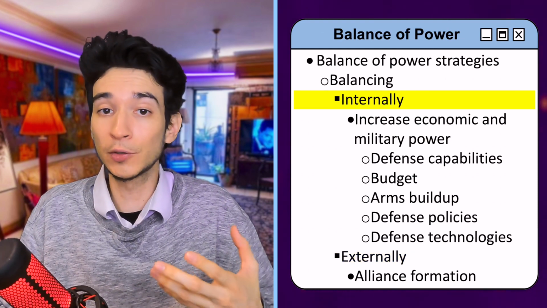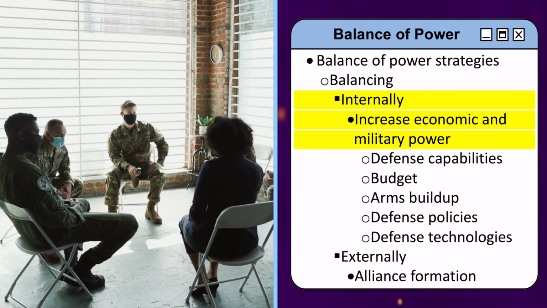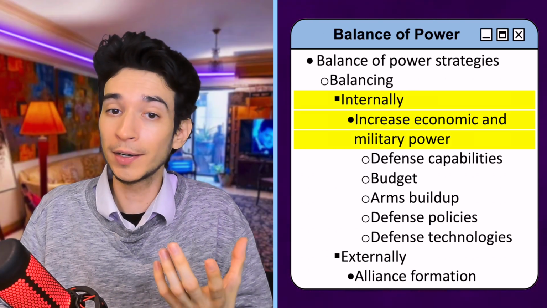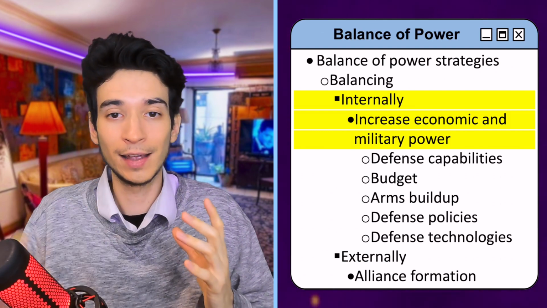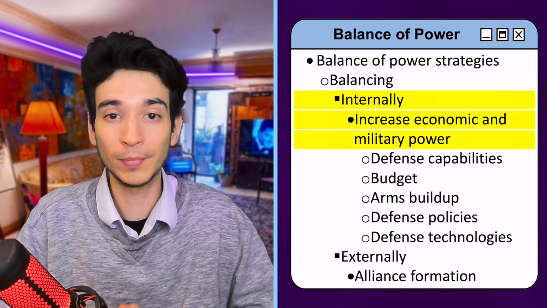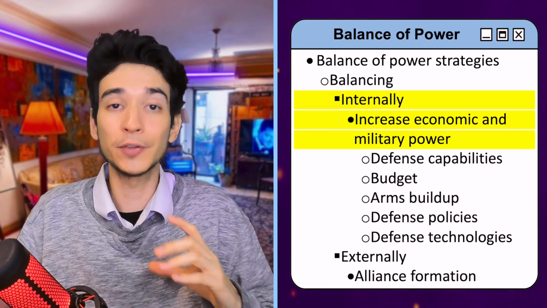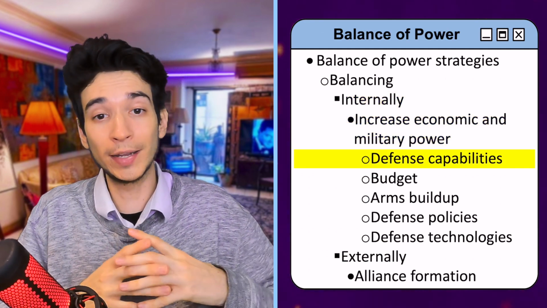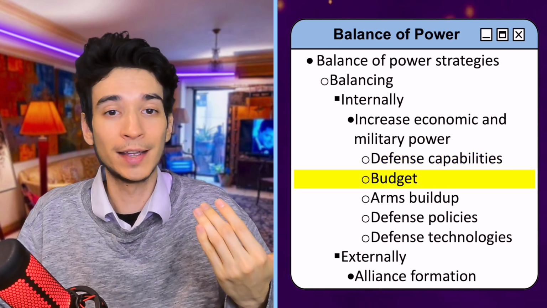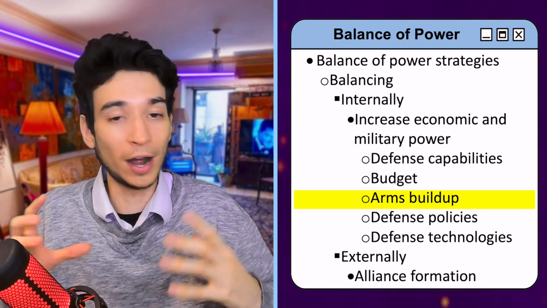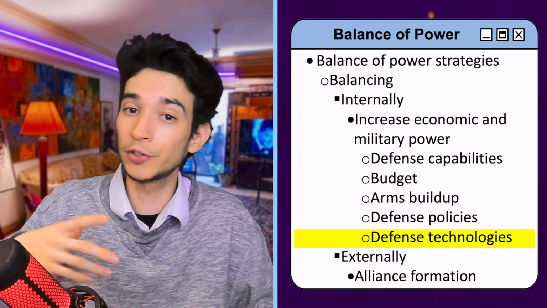And internally, this is when a country increases its own economic resources and military power. So this is done in order to be able to rely on your internal capabilities in response to a potential hegemon. So this way, a country tries to avoid being dominated by a stronger power. And a country can increase their defense capabilities, they can increase their budget, they can develop its economy for arms buildup, it can improve its defense policies, its defense technologies.